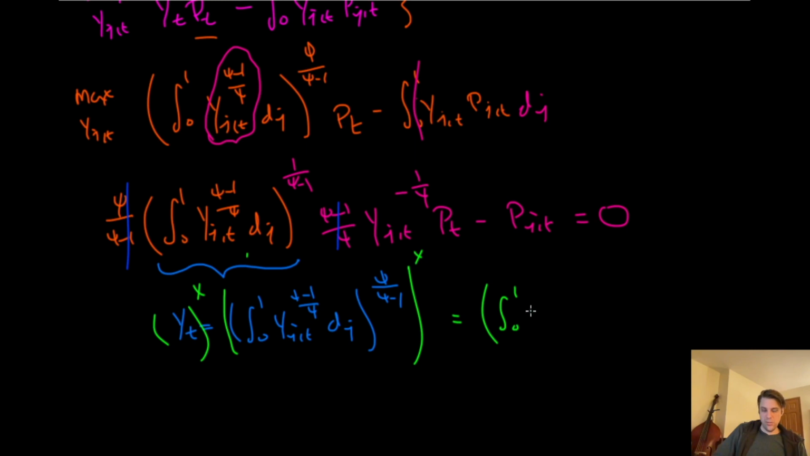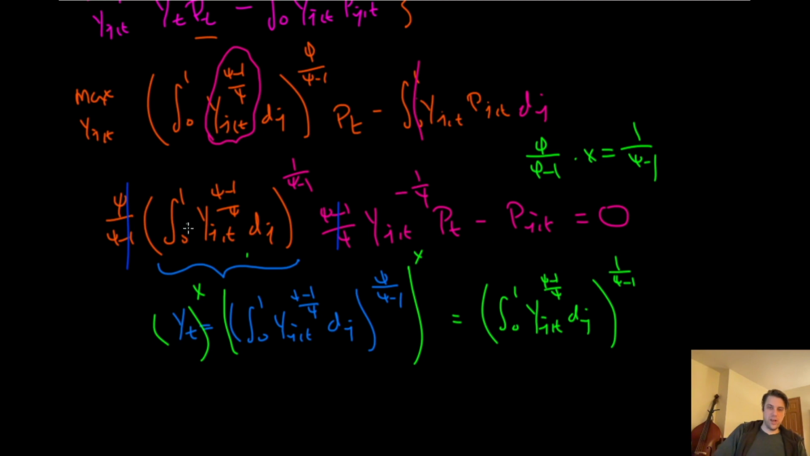So what I want the answer to be is this, psi minus 1 over psi dj to the 1 over psi minus 1. And remember, when you raise an exponent to another exponent, you multiply them together. So the real question I'm asking you is psi over psi minus 1 times x is equal to 1 over psi minus 1. And what is the value of x? You should see that it is 1 over psi.